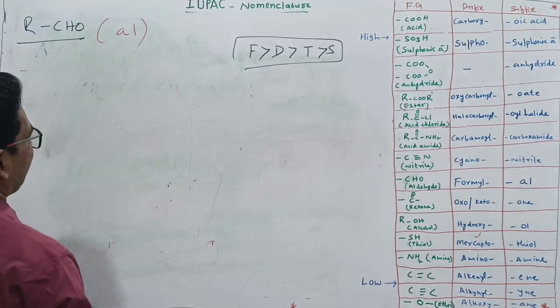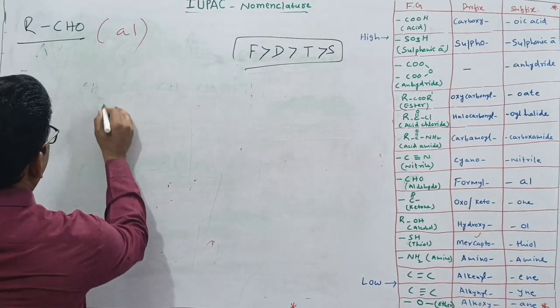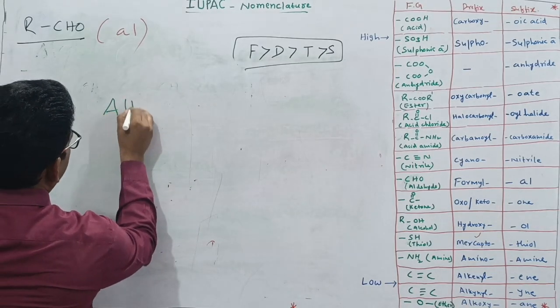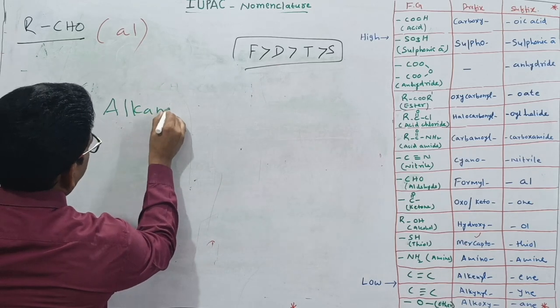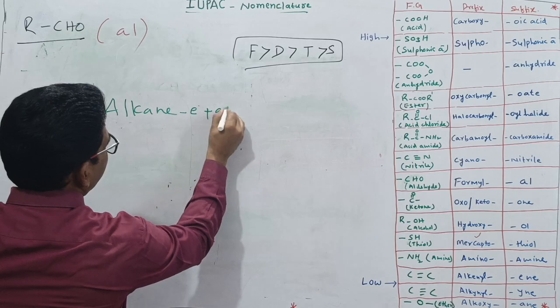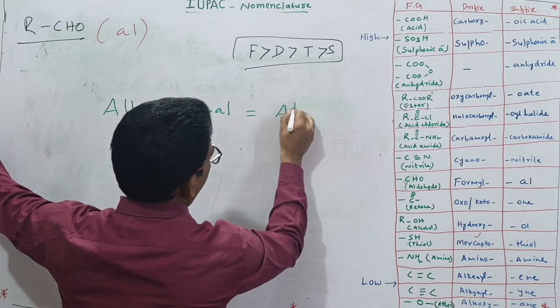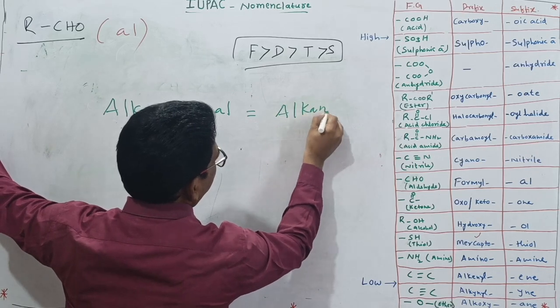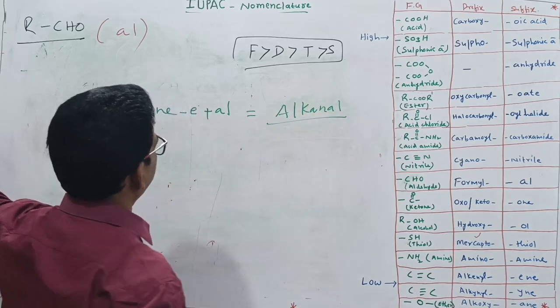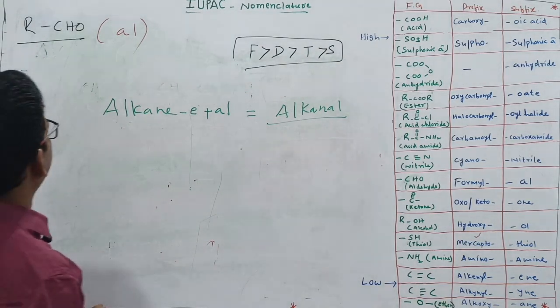एक example. These are also derived from the alkanes only. Okay. Then how will we write the IUPAC name? Alkane minus E plus al. Then what it comes? Alkanal. Al. Understand? क्या आता है? Al. Now I will give an example.